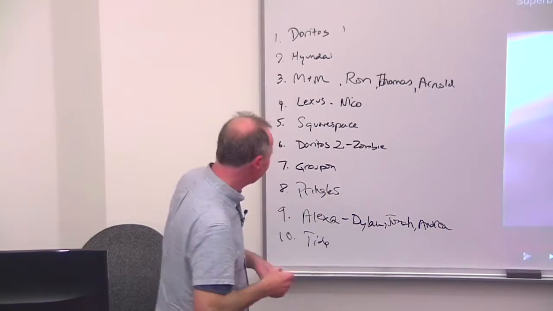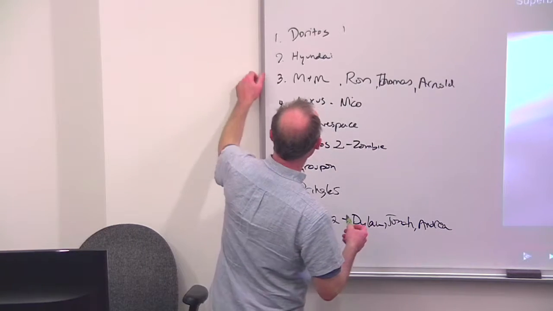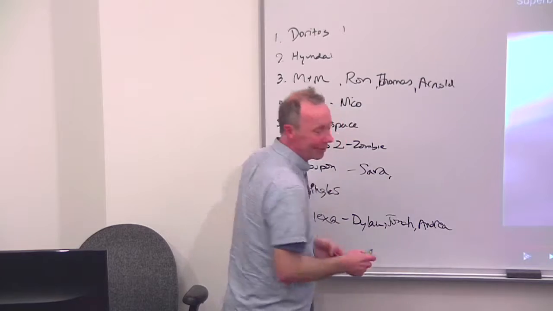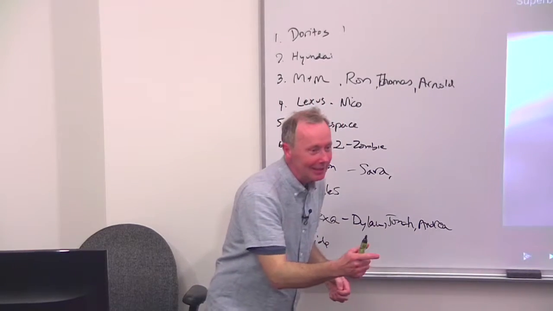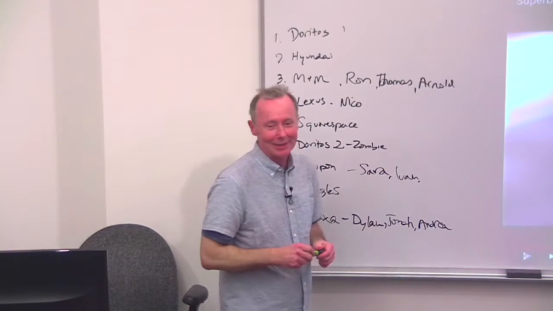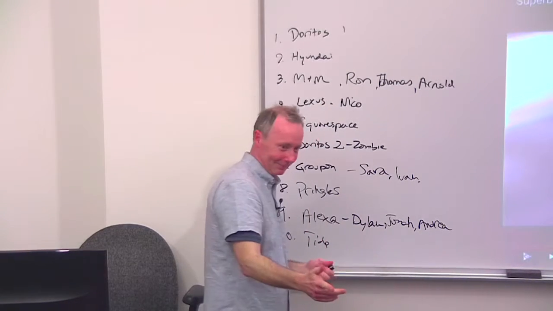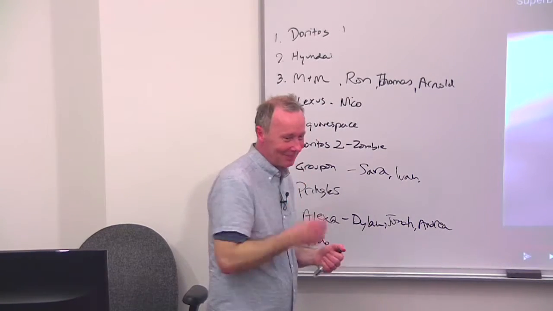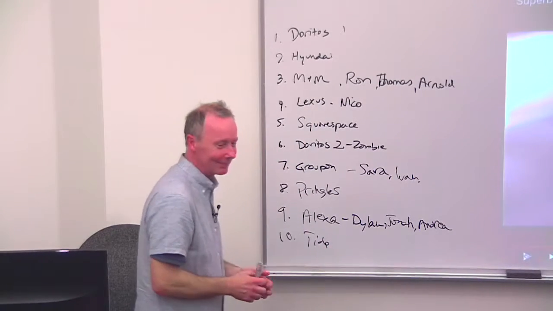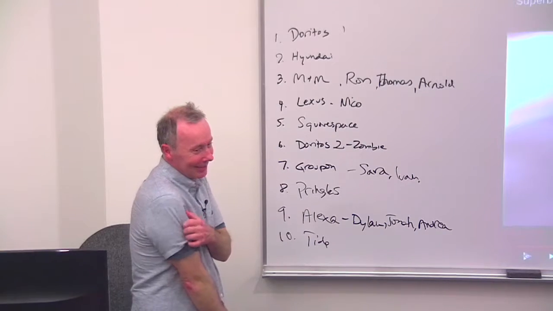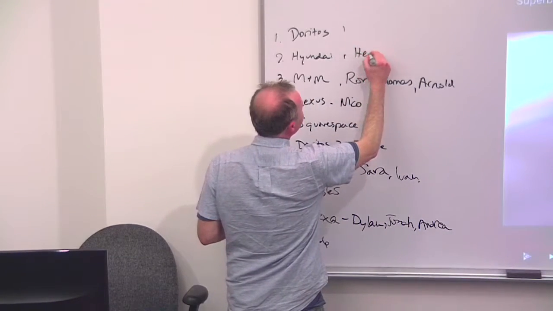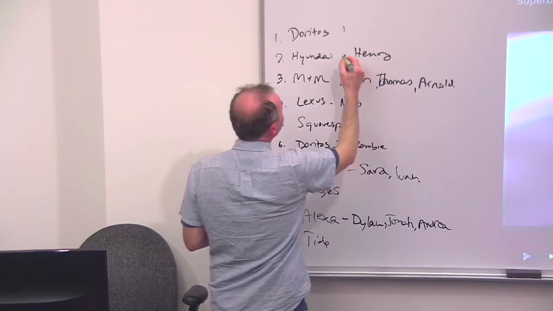You want to go Groupon with Sarah? Okay. Sarah with Groupon. Where did I write? Okay. Anyone want to join Sarah on Groupon? Yes. Ivan. Okay. Ivan and Sarah on Groupon. Anybody else for Groupon? Henry, what do you want? The Hyundai commercial. You want to do Hyundai? Okay. All right. It's just funny. Yeah, it was good.